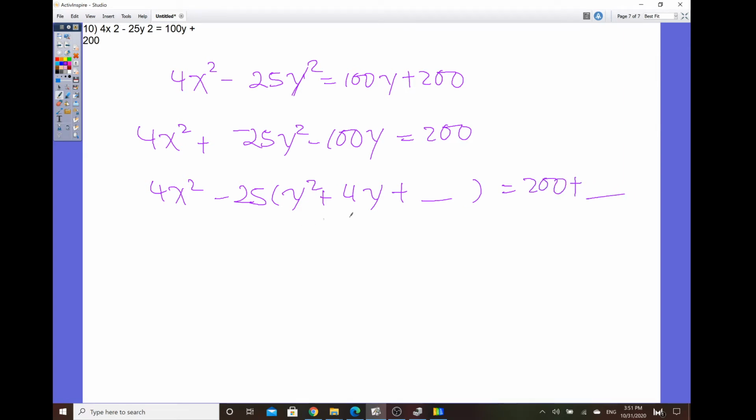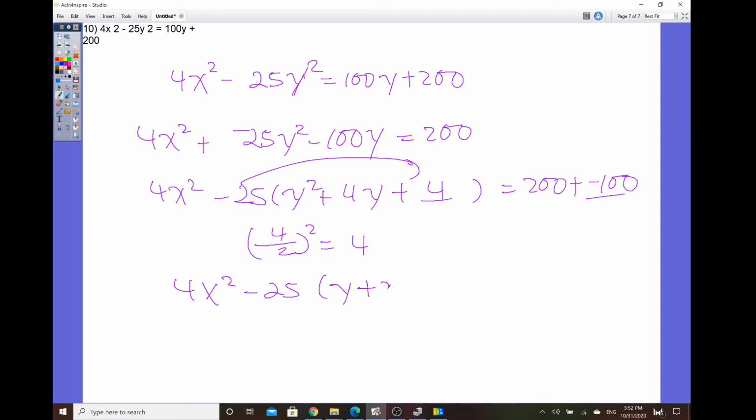Complete the square: b over 2 quantity squared. So that'd be 4 over 2 quantity squared, which is 4. So for the 4 right here, that means on the other side we need to add negative 100, because negative 25 times 4 is negative 100. So it's 4x squared minus 25 times y plus 2 quantity squared. 200 minus 100, that's 100.